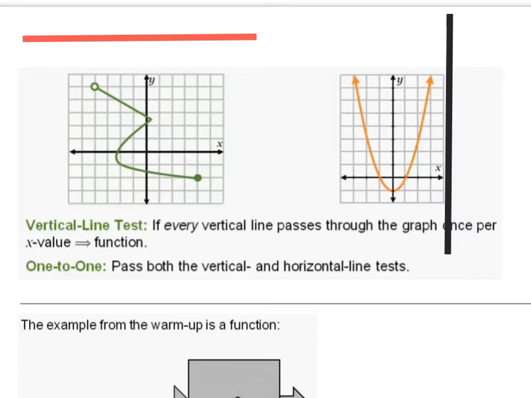Which one do you use? The vertical line test works with a function, okay? But if you're asked whether a function is one-to-one, you also have to do the horizontal line test. The one that passes the test, is the function one-to-one?